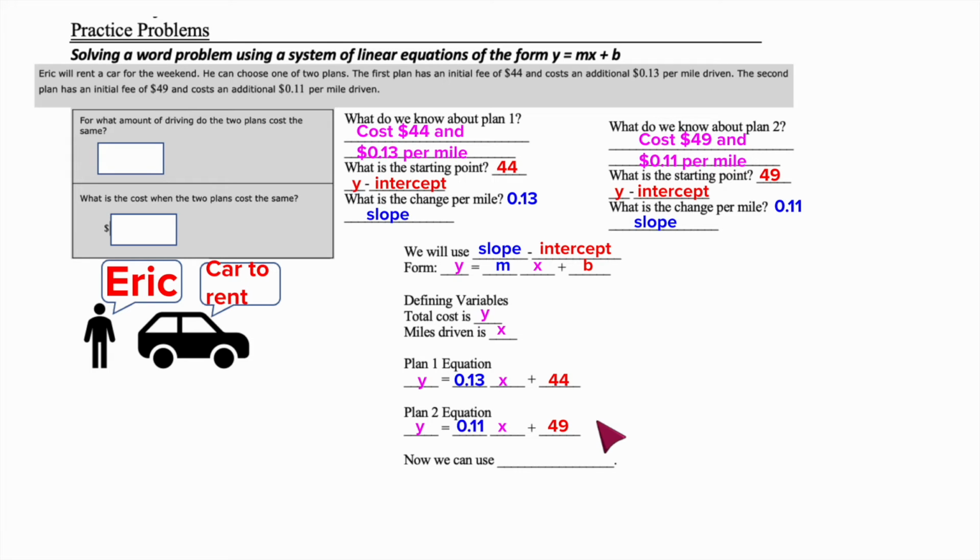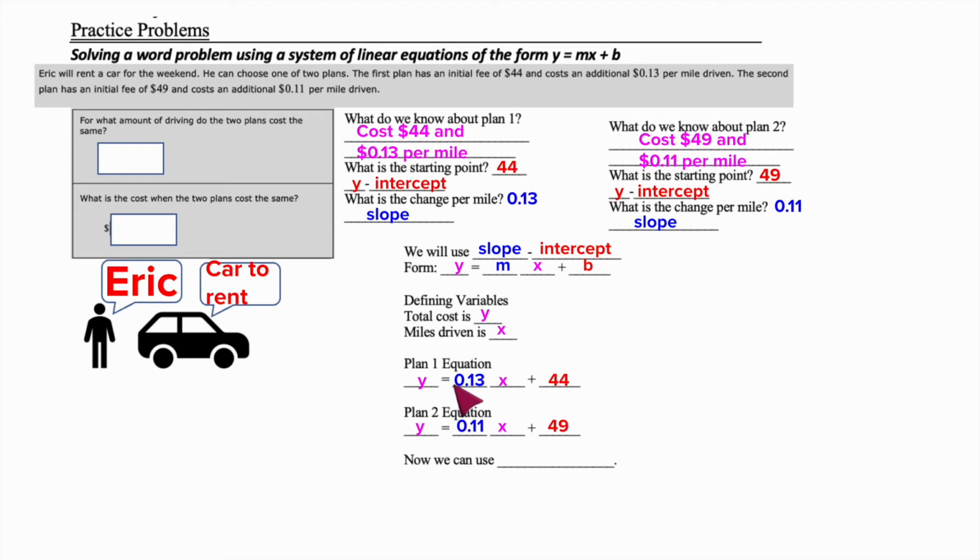All right, so we have two equations, and this is very similar to the previous video that I did where we had two equations in y slope-intercept form. So if I know that y equals 13 cents times x plus 44, I can interchange or substitute y for this expression, or I can take this expression and substitute it for y. I can kind of go back and forth.